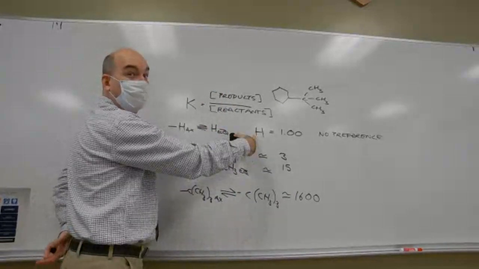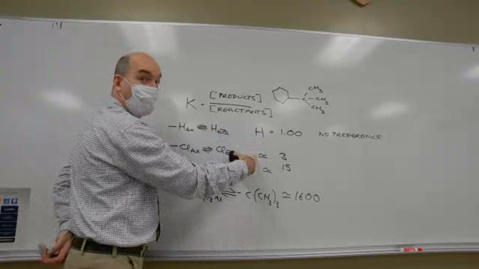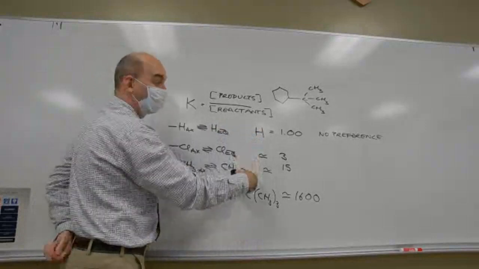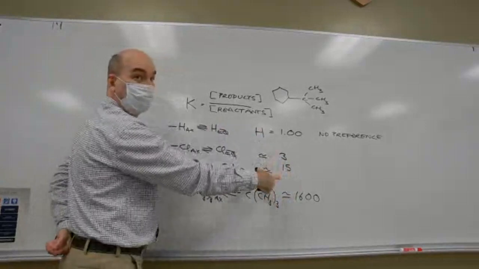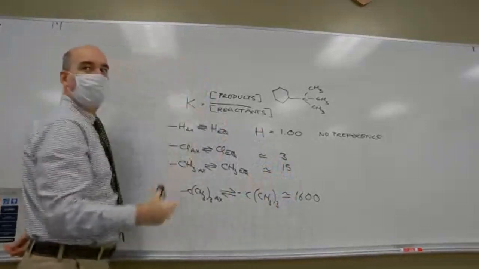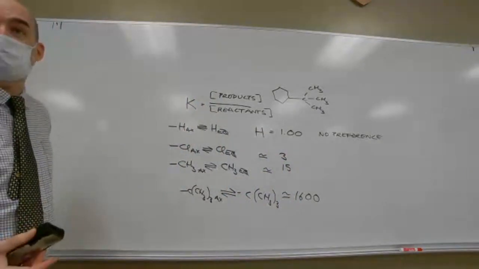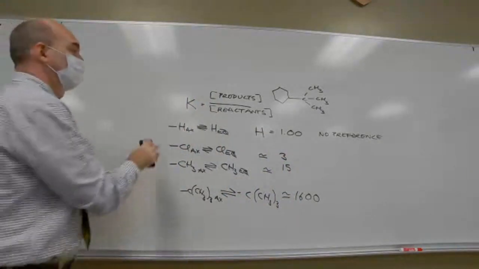Hydrogens are ambivalent. Heavy atoms have a preference. But once you start to get bulky, it really shoots through the roof. So this is a steric effect. It is because of size. It's not because of mass.